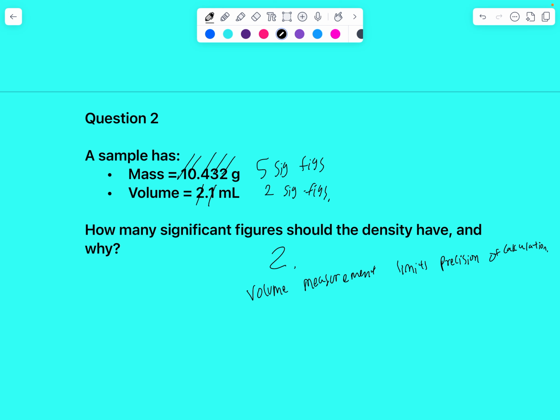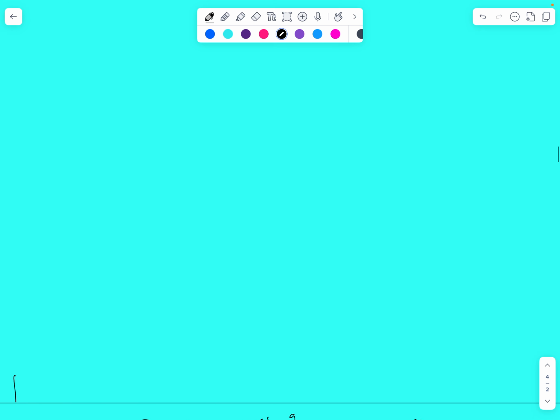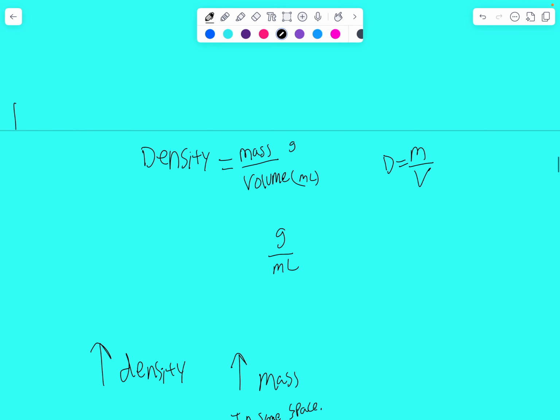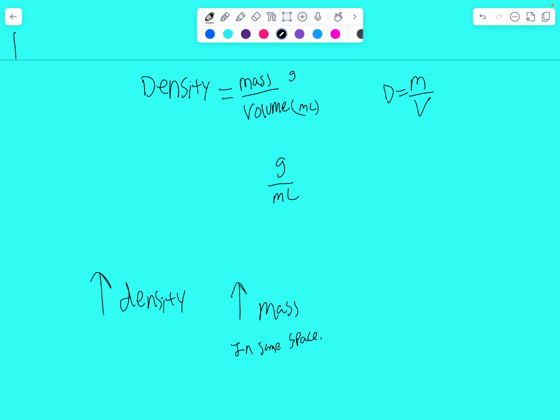Before we do, I want to explain something to you guys. Density tells us how tightly matter is packed. Higher density means more mass in the same space. These are some things that you need to know about density before you start tackling it. Density is equal to mass over volume. So if I have mass divided by volume, which is grams over milliliters, I know that this is the unit for density, grams per milliliter. And I want you guys to know, again, that higher density means more mass in the same space.